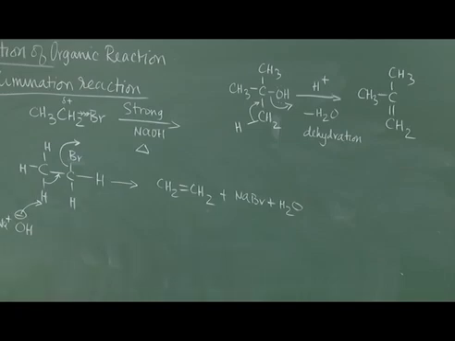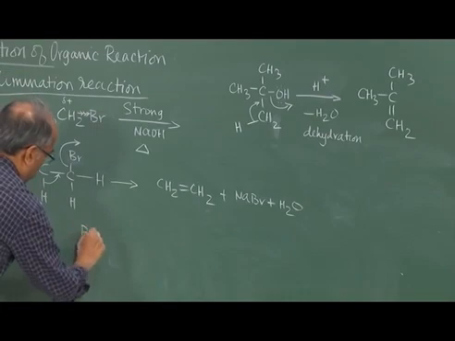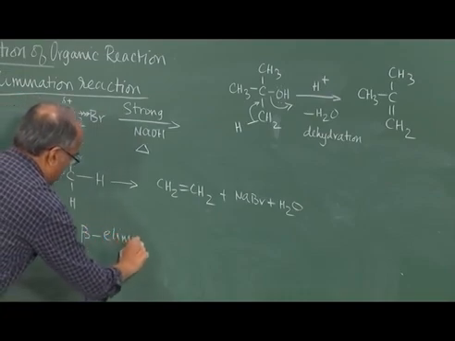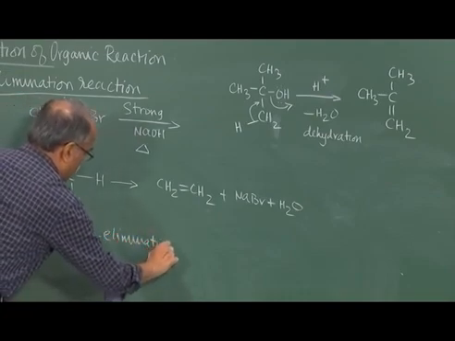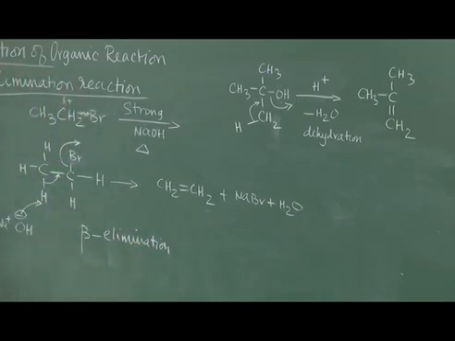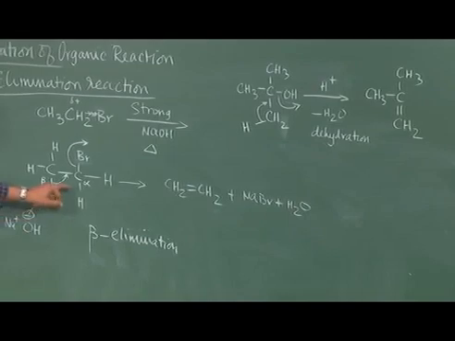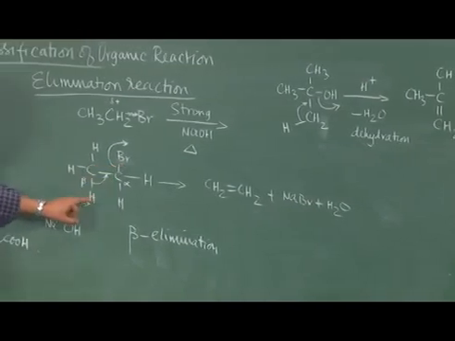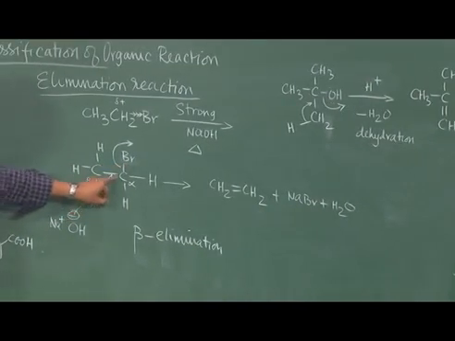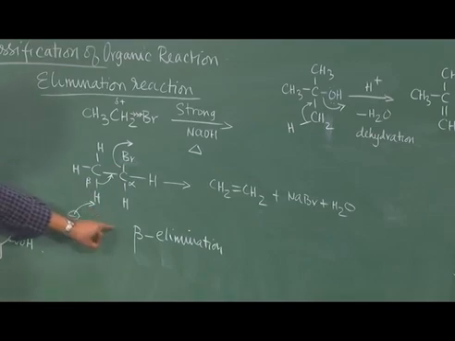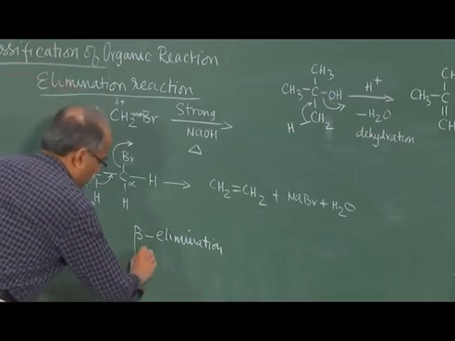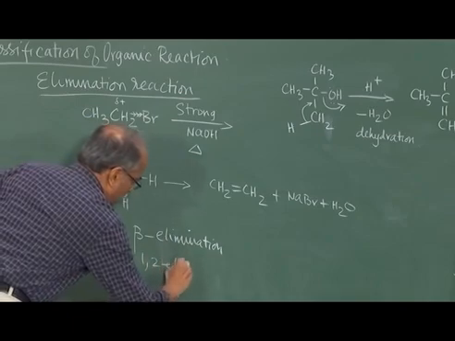One can have what is known as beta elimination. It's beta elimination because this is a functional group which is being eliminated. This is the alpha carbon and this is the beta carbon. In other words, an element from the alpha carbon and another element from the beta carbon is eliminated. So, it is called beta elimination or 1,2 elimination.